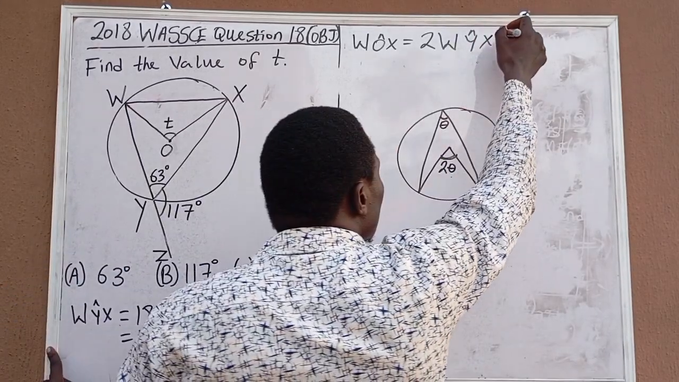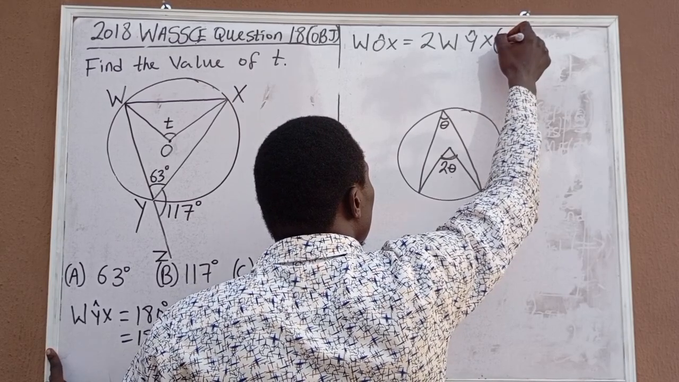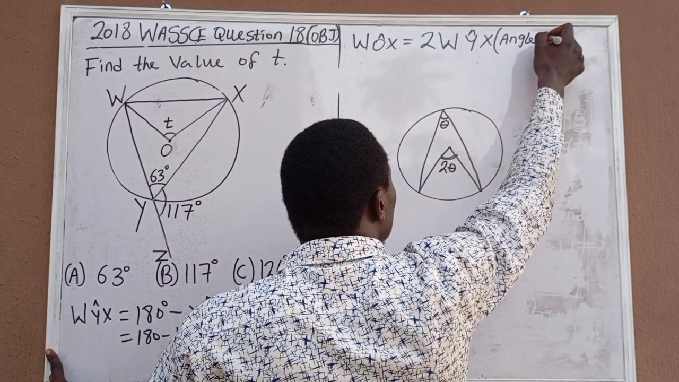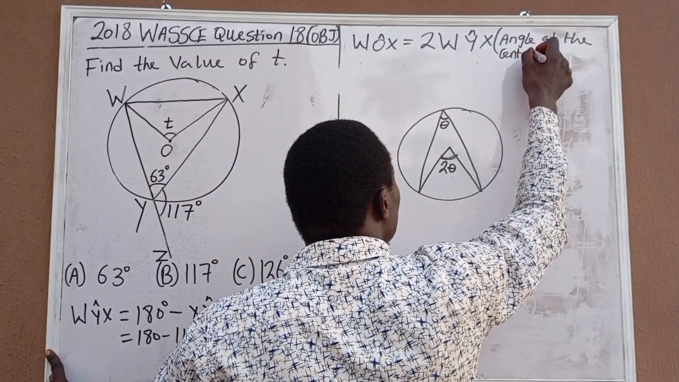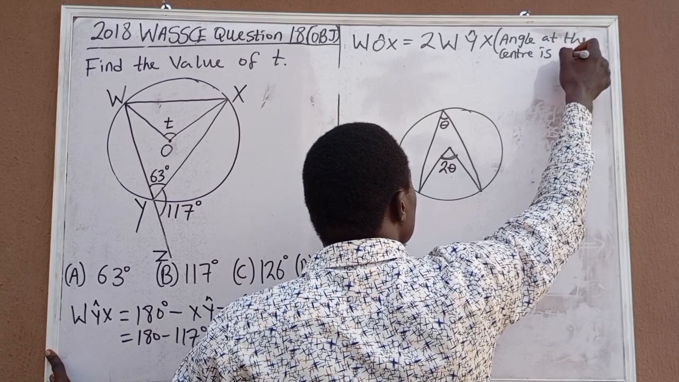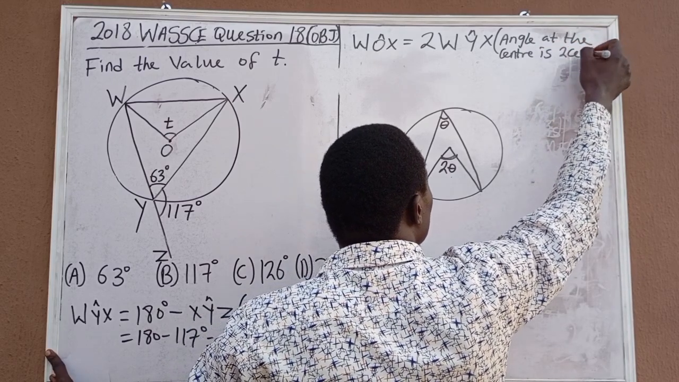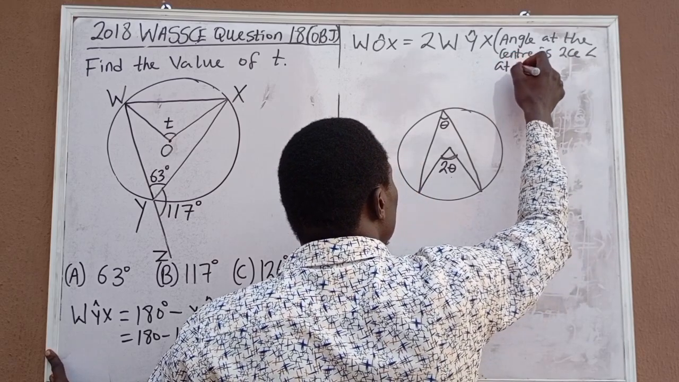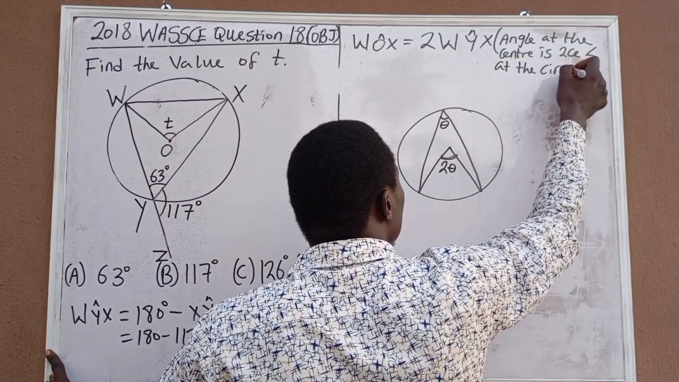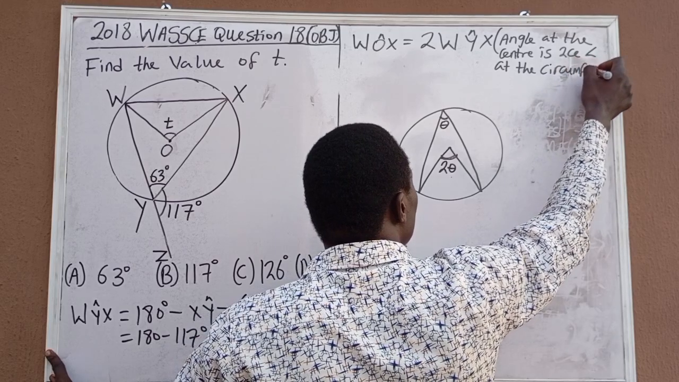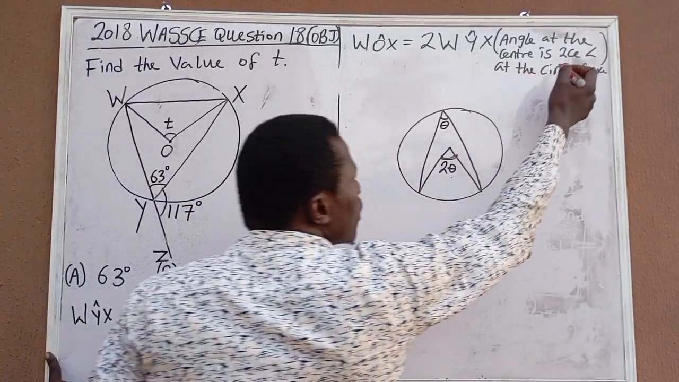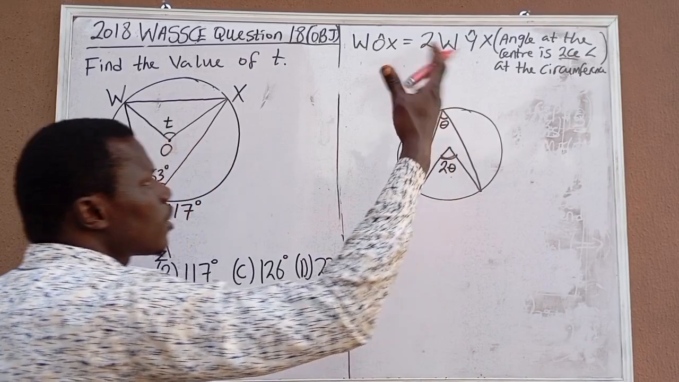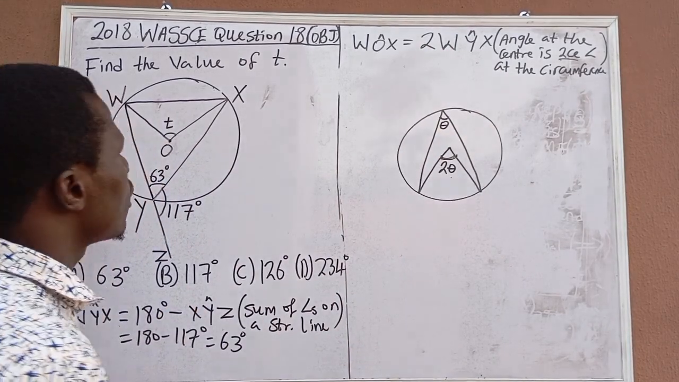And what's the reason for that? Angle at the center is twice angle at the circumference. Okay, so please, things like these are not acceptable. It's just because I'm trying to manage my time.